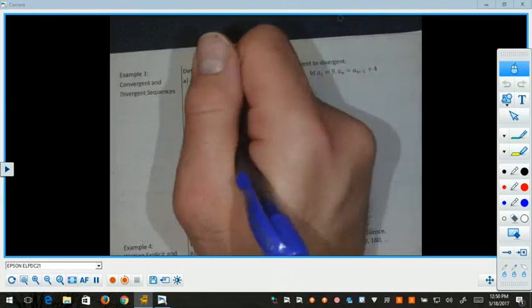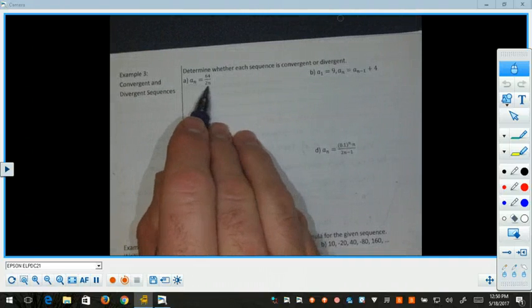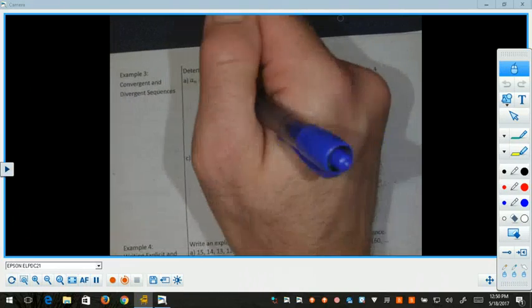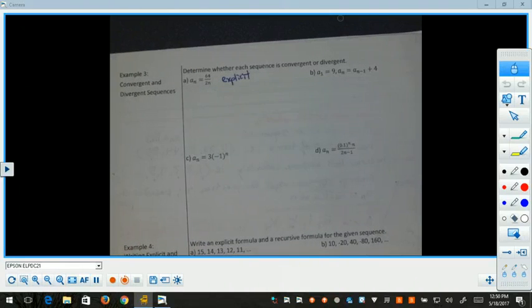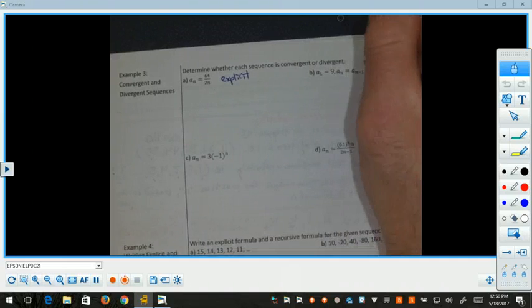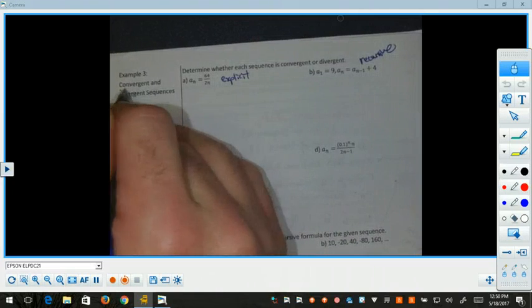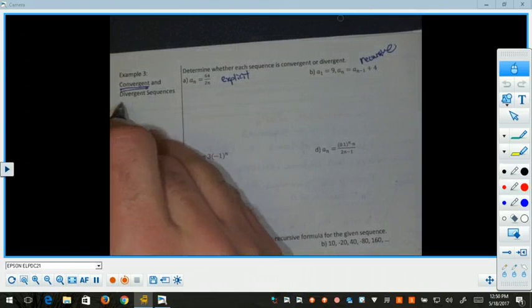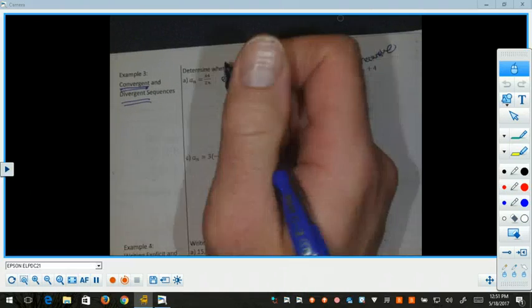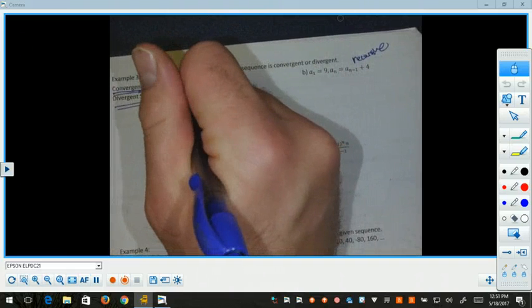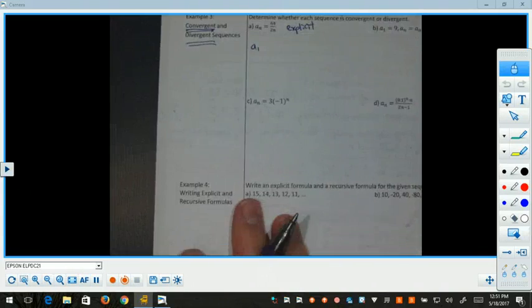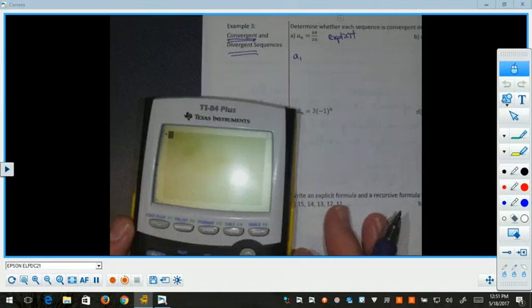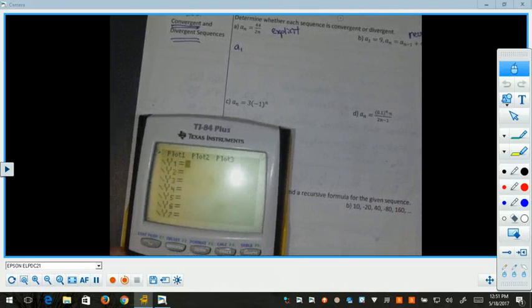Well, I can plug in some values. This is an explicit rule. I know it's explicit because there's just an n, no a sub n minus 1. This one over here is recursive. But that's not what we're asked. We're asked to determine whether they're going to converge, have a limit, or be divergent. Well, I'm going to do the first position and the second position and so on. So I'm going to, in my calculator, since it is an explicit rule, use my calculator to help me get these quickly.